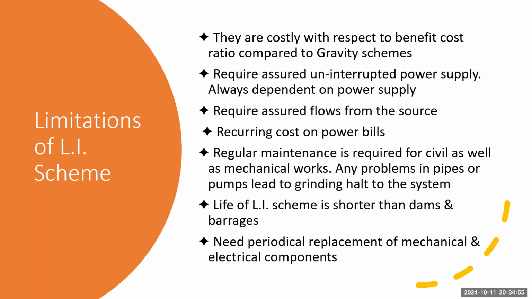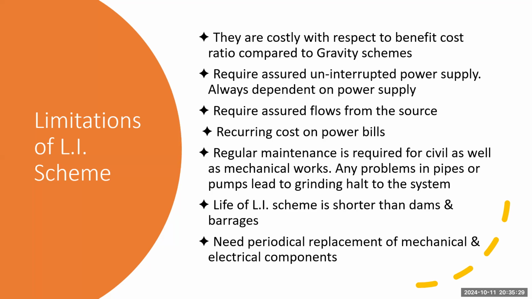Then a lift irrigation scheme requires an assured flow from the source. There is a recurring cost on the power bill. Regular maintenance is required for civil structures as well as for the mechanical works. The life of a lift irrigation scheme is shorter than that of dams and barrages. And there is a need for periodical replacement of the mechanical and electrical components. So these are the limitations of a lift irrigation scheme.